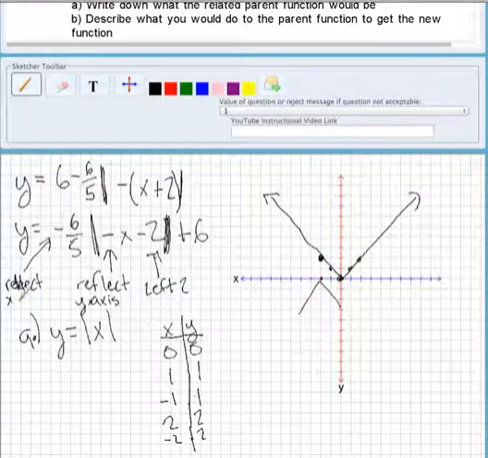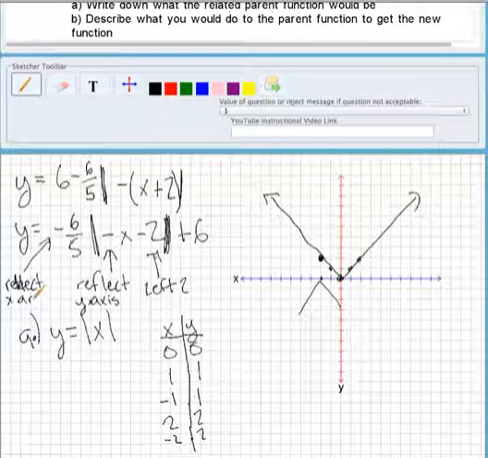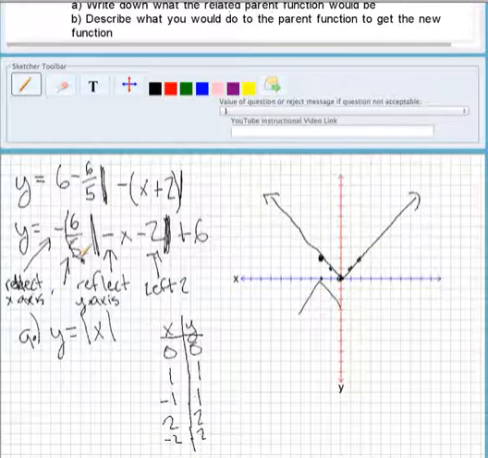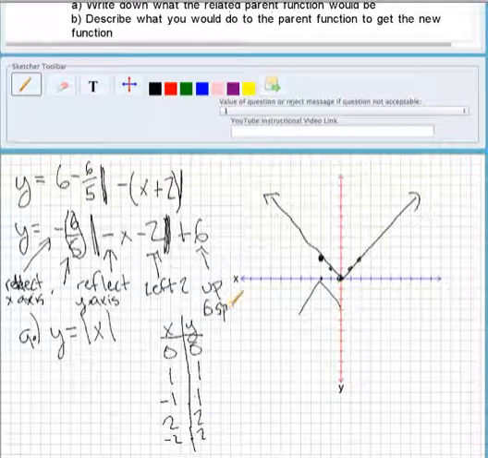So that pretty much flips it over this way. That's not going to be our graph because we have to do a few more things. And then we stretch it, or multiply, by this number right here, 6 over 5. And then we're going to move vertically. We're going to go up 6 spaces.